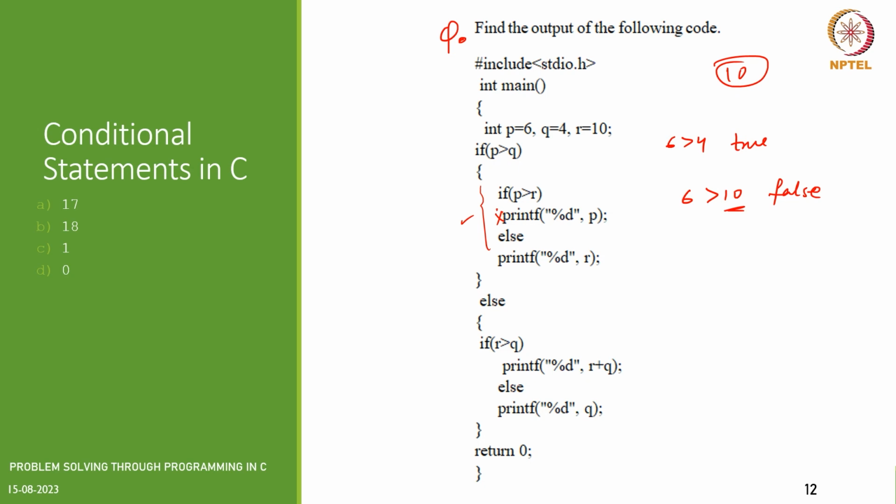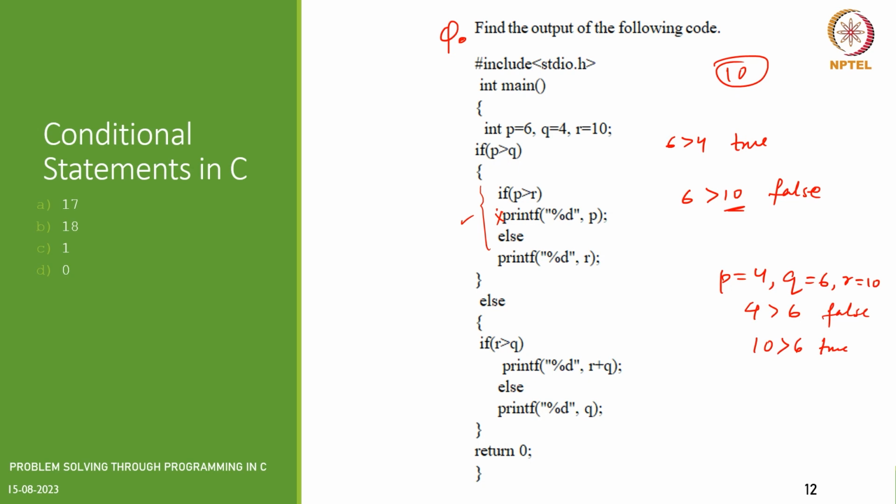Now what if p was, let's try some different values. Let's say p was 4, q was 6, and r is 10. So in that case, what would have happened? So p is less than q. That means you would be checking 4 greater than 6, which is false. So in that case, this entire first block will not be executed. It will come to the else part. So now in the else part, it will check if r is greater than q. So r is 10, which is greater than q, which is true.